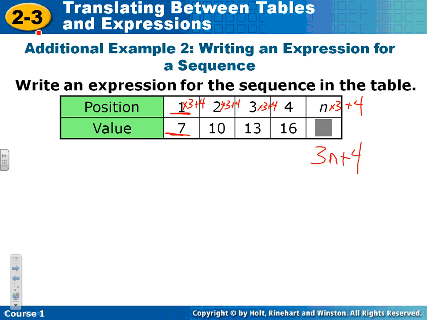The hardest part of this lesson is figuring out what you're doing to this to get this. That is the hardest part of this whole lesson. Once you've figured out the pattern, then you're good. But the pattern is sometimes hard to recognize, like it was in this one.